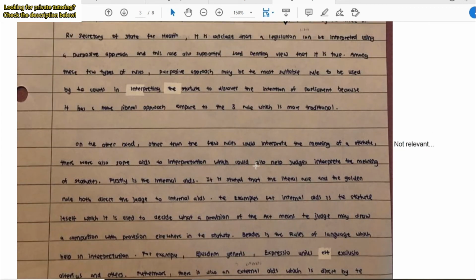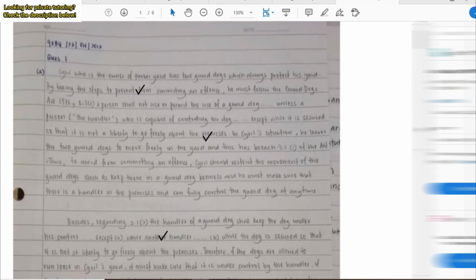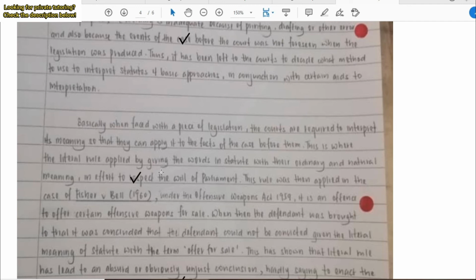It seems like you didn't give enough attention to what the question is asking you to focus on. You need to have at least 50% of the whole answer just talking about the purposive approach and how it is used to find the intention of Parliament. This time it's a bit blurry. Same thing with the introduction, no problem there.